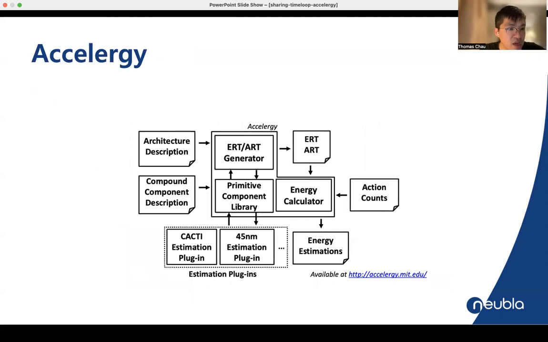In summary, Accelergy takes architecture description and user-defined compound component description as input, then passes this information to generate the ERT. Accelergy also takes action counts, which describe the runtime behavior. Based on the ERT and action counts, the energy consumption is estimated more accurately.